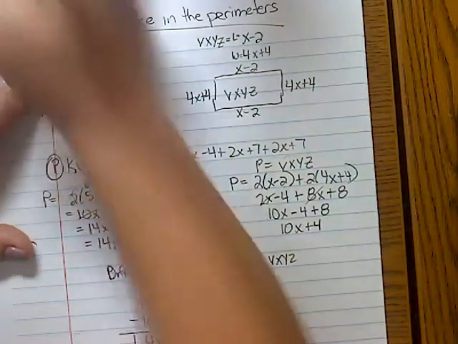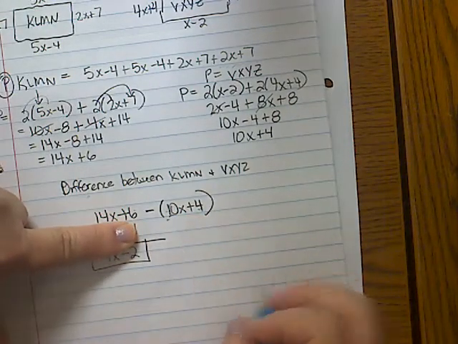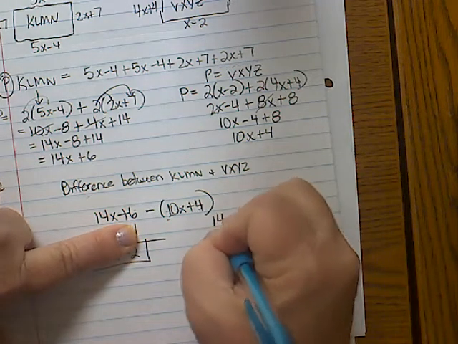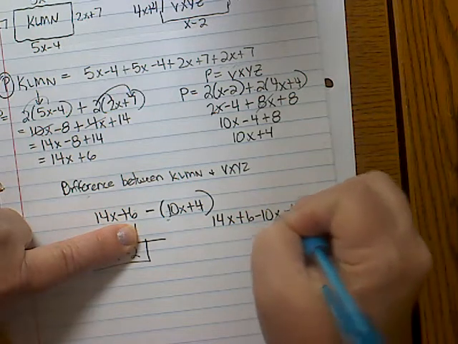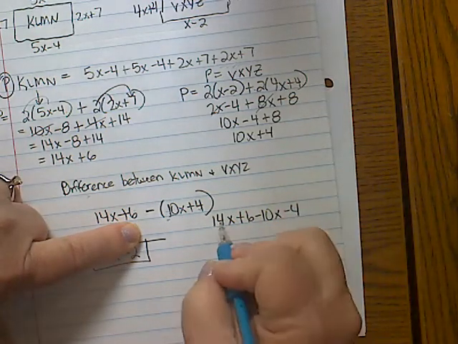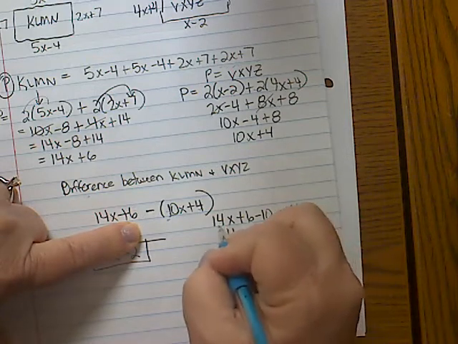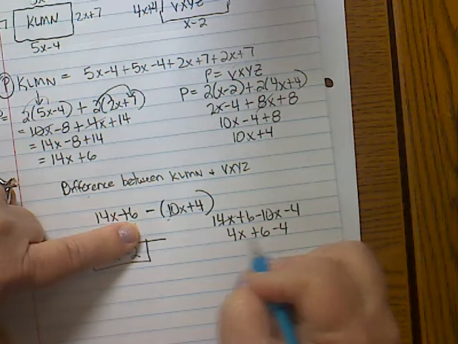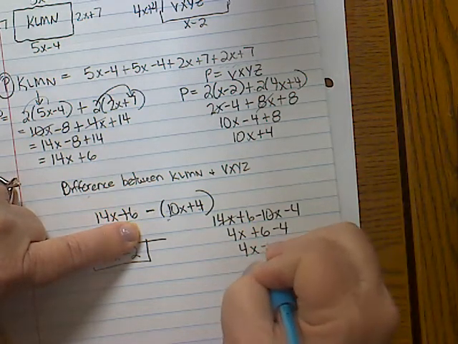Okay? The other way you could go about doing this problem right here is this. After you have this written, you could rewrite it 14x plus 6 minus 10x minus 4. Okay? 14x minus 10x, 4x. Got that? Plus 6 minus 4. Then I've got plus 6 minus 4, 4x plus 2.